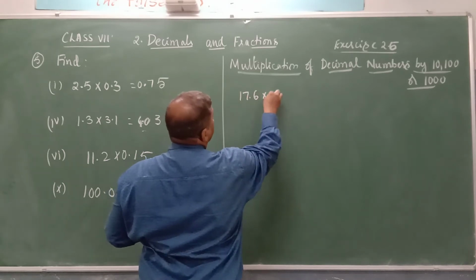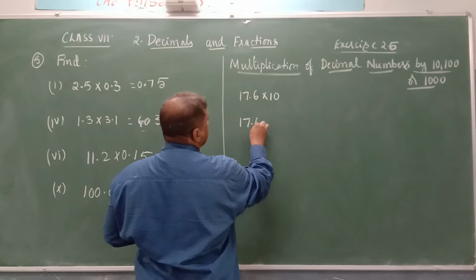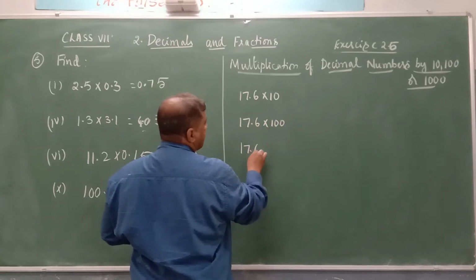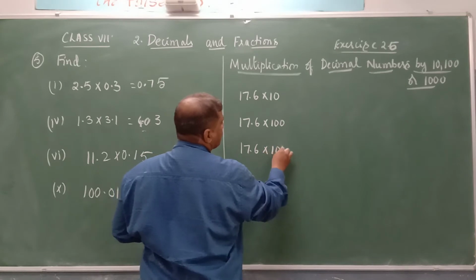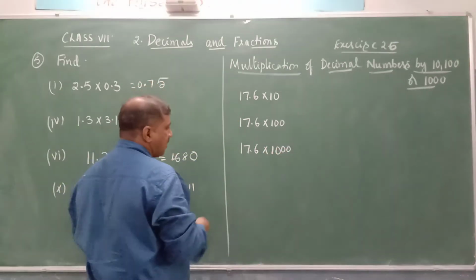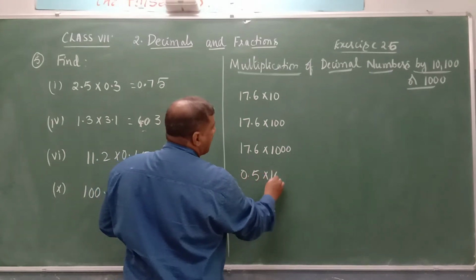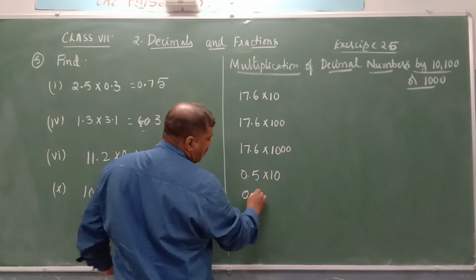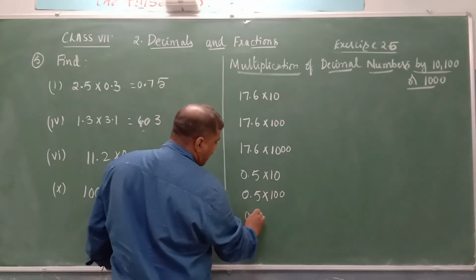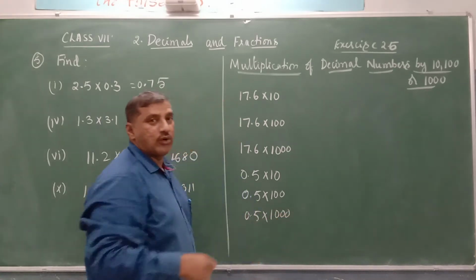17.6 is multiplied by 10. 17.6 is multiplied by 100. 17.6 is multiplied by 1000. Take one more example. 0.5 is multiplied with 10. 0.5 is multiplied with 100. 0.5 is multiplied with 1000. How do we do this?